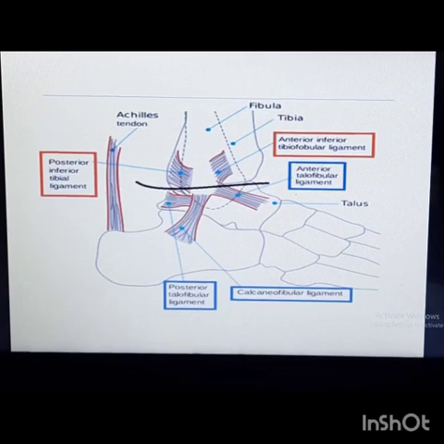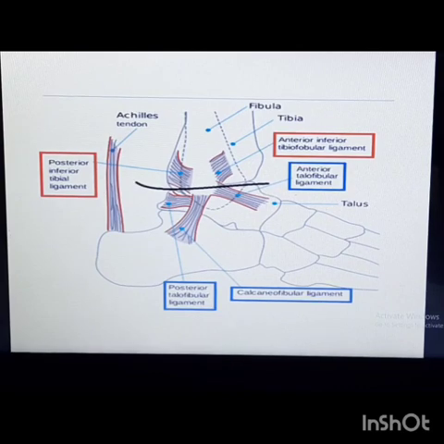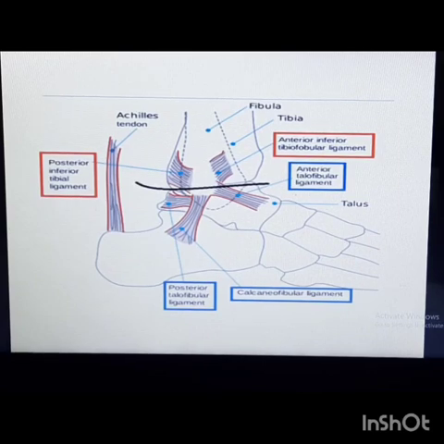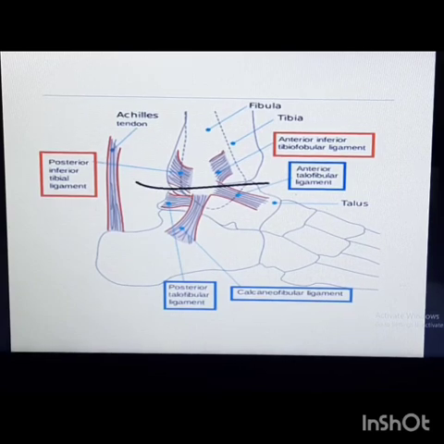As you can see, the anterior talofibular ligament extends from the tip of the fibular malleolus at the edge of the fibula and inserts into the talus. Then the calcaneofibular ligament, the posterior tibiofibular ligament in the blue one, and in the red box we can see the posterior inferior talotibial ligament on the back side, and in the front the anterior inferior talofibular ligament.